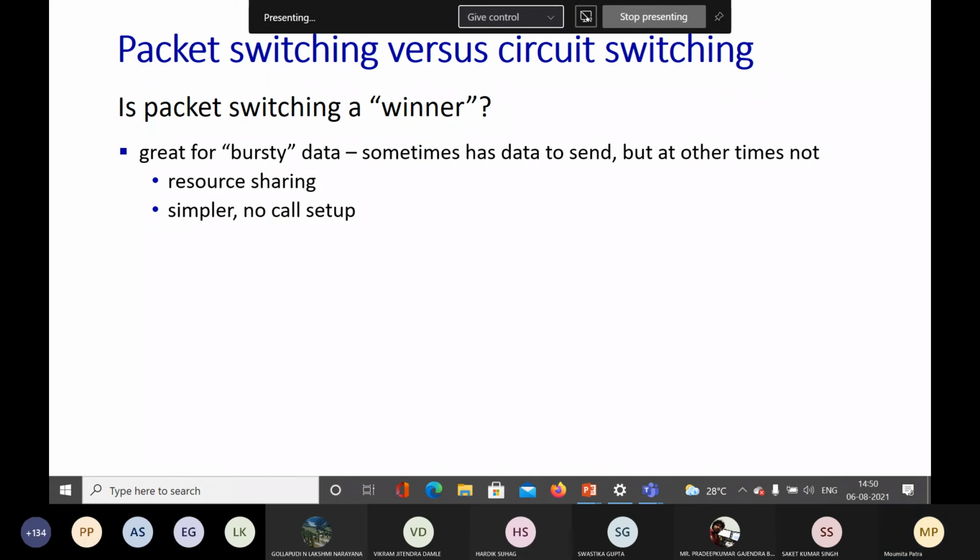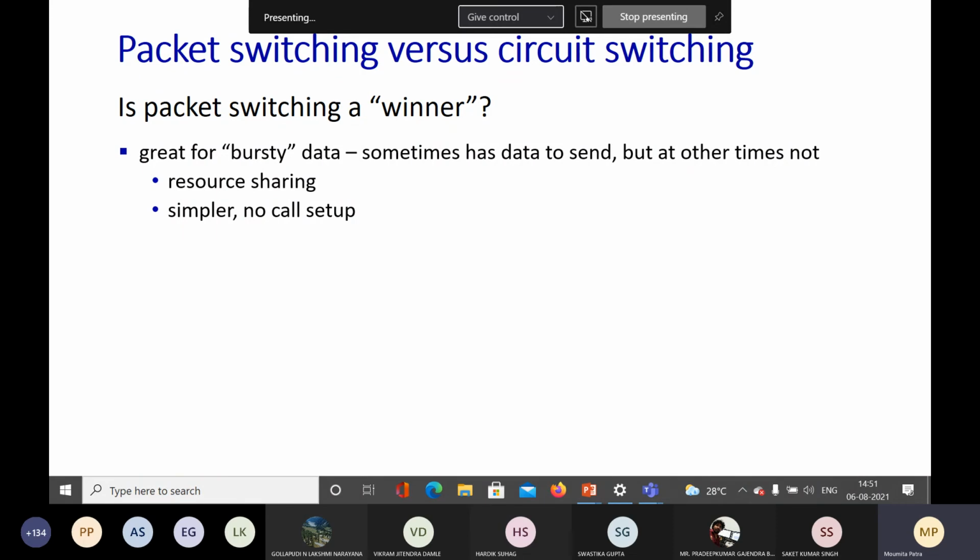Packet switching will be good for scenarios where you will have sudden bursts of large amounts of data. That is known as bursty data. That means sometimes the data that is arriving is less, sometimes it is very high. So why does it become helpful? Because when it is bursty data, you don't know how much data is going to come. So it is best at that time to have these independent packets being sent over the network. So it is better to have resource sharing.